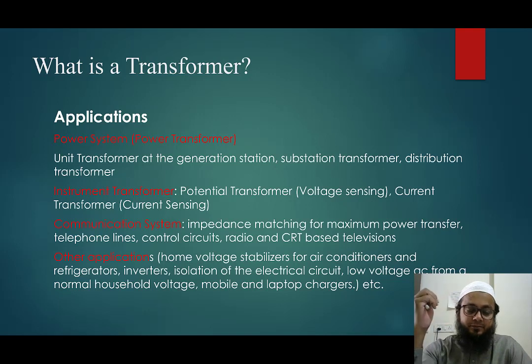In today's era, the power system cannot survive without having a transformer. The transformer available at the generating station we call a unit transformer, and the transformers available at the substation on the outskirts of a city we call substation transformers. They all fall in the category of power transformers, and then within the localities we have distribution transformers.